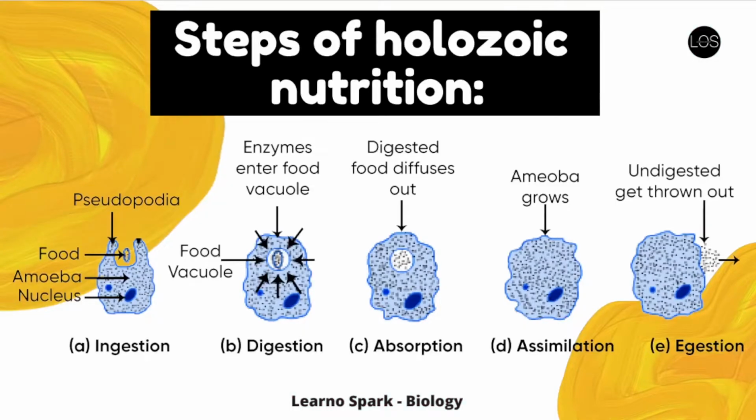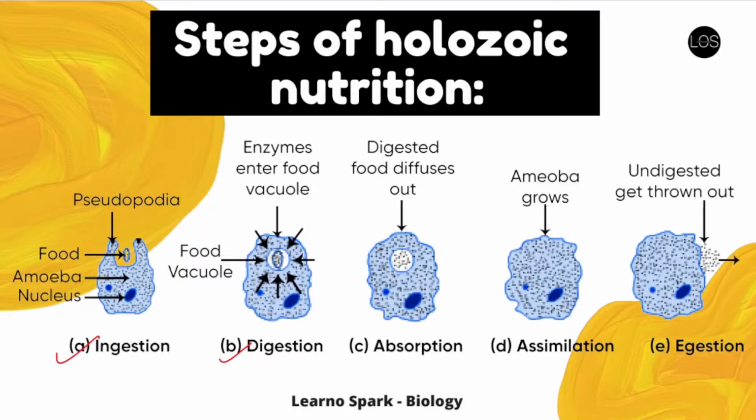This is the diagrammatic representation of all the 5 steps of holozoic nutrition. This one over here is ingestion. As you can see, amoeba is engulfing the food with the help of pseudopodia, or false feet. After engulfing, it is forming a food vacuole inside its body. And as you can see over here, some digestive enzymes are being released into the food vacuole, which will help in the process of digestion.